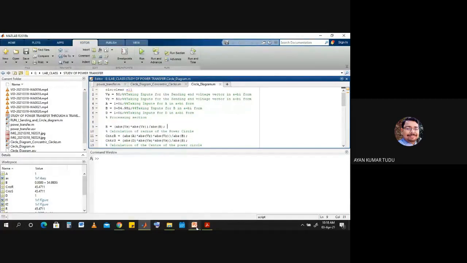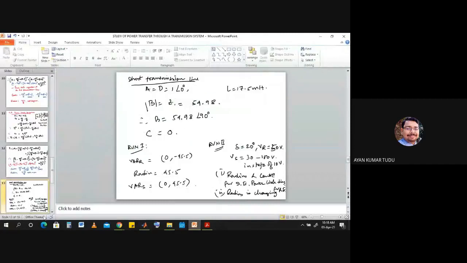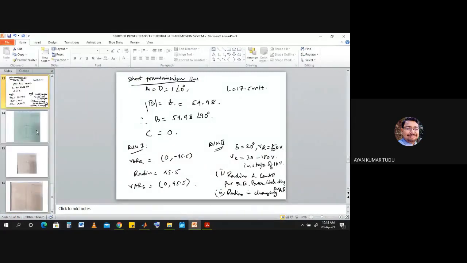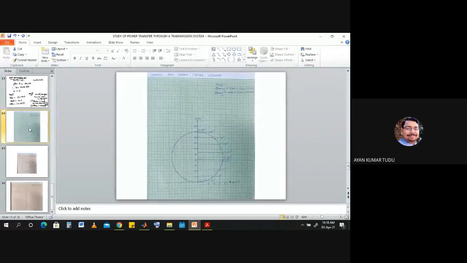Okay, I have some pictures of this from some lab reports. Let me show some pictures. Let it run. I think it will be running after some time because there's some issue with this MATLAB. Save the document first. Okay, I hope it is visible. See, this is the sending end power circle diagram.